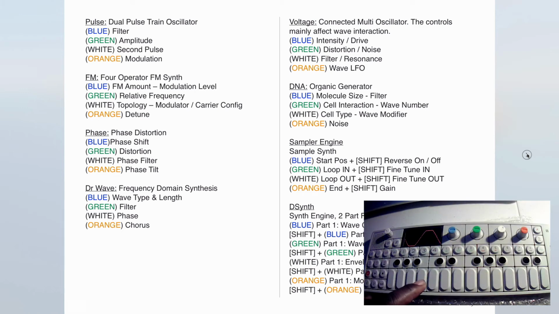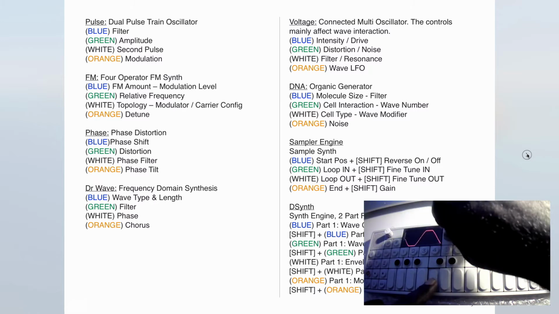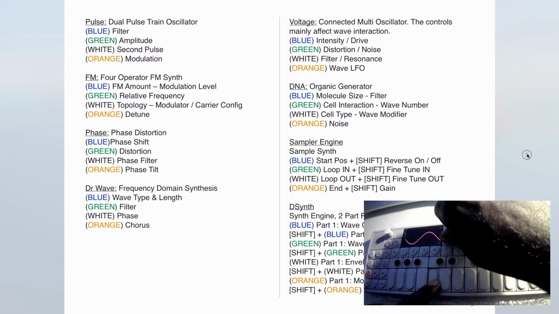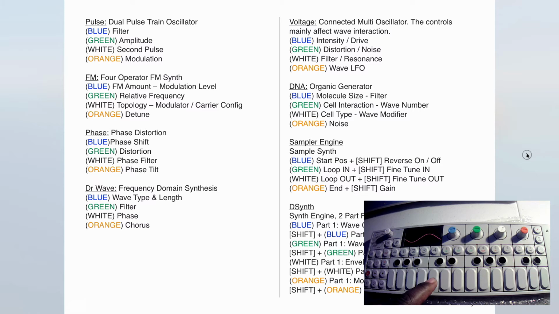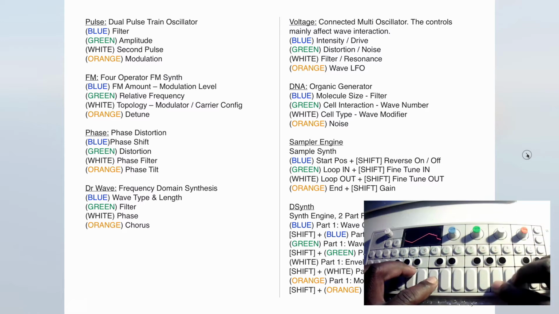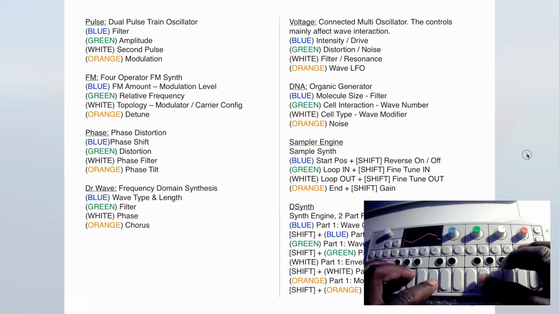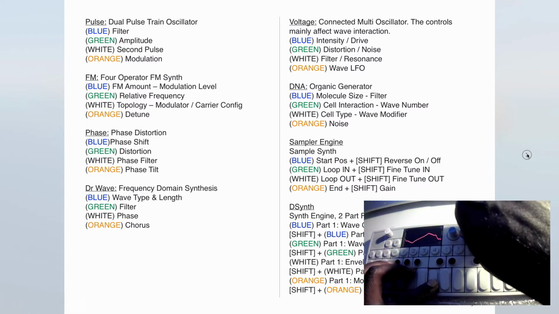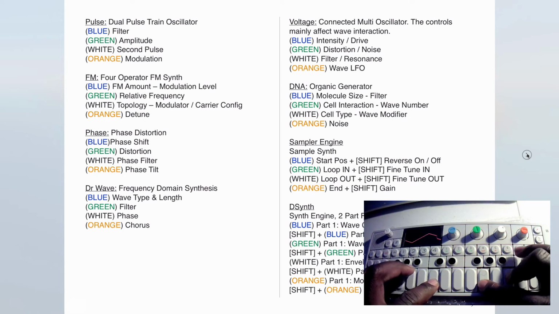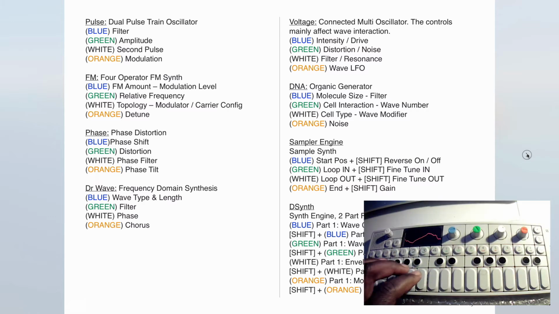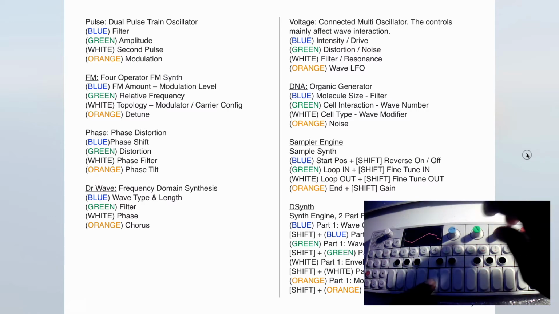So anyway, when you're in Dr. Wave, the blue controls wave type and length. So I'm just adjusting that. Green controls filter. Very analog sound, isn't it? The next one, phase. So let's just adjust the phase.